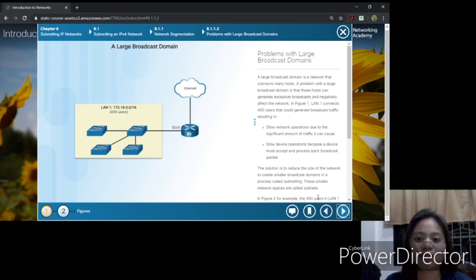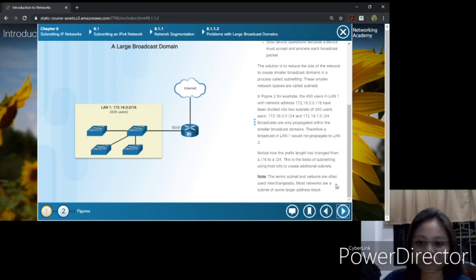Next is the problem with a large broadcast domain. A problem with a large broadcast domain is that hosts can generate excessive broadcasts and negatively affect the network. The significant amount of traffic can slow network operations, and devices must accept and process the broadcast packets. The solution to reduce the size of the network is to create smaller broadcast domains, a process called subnetting.